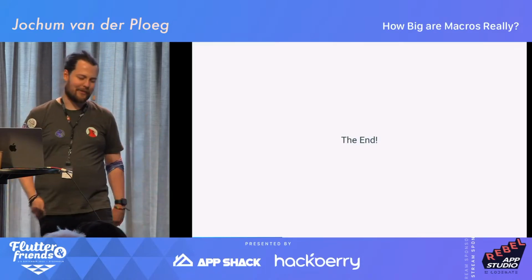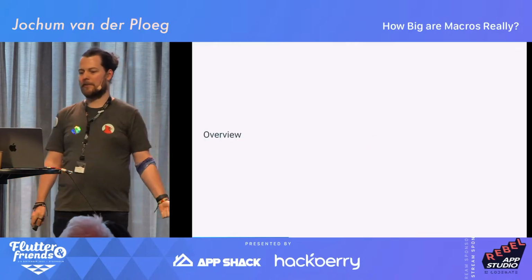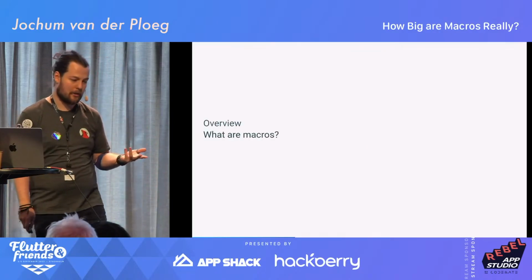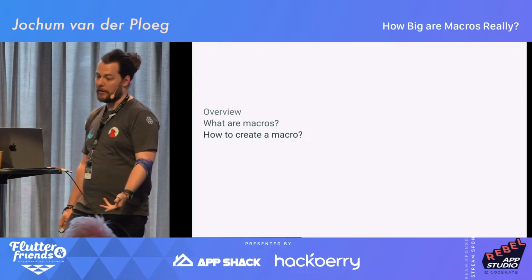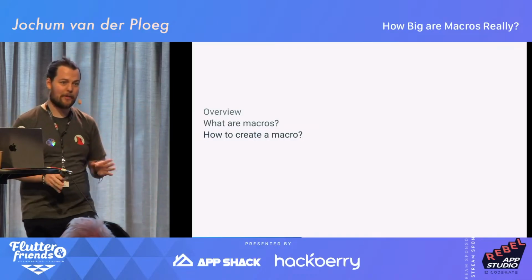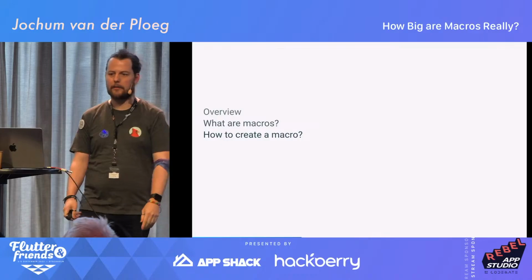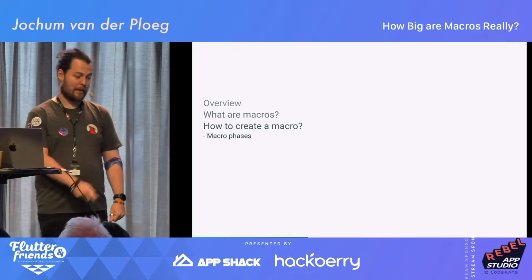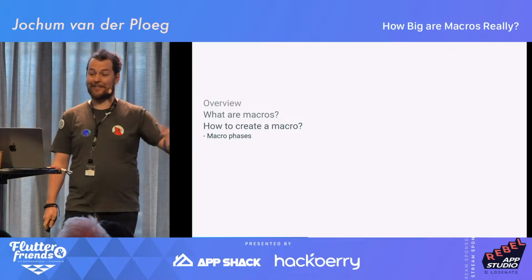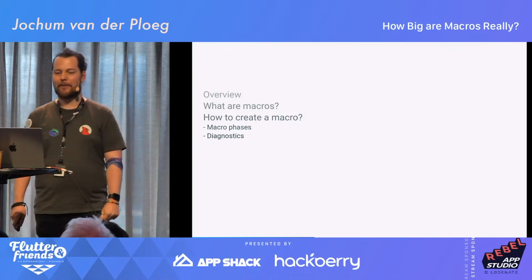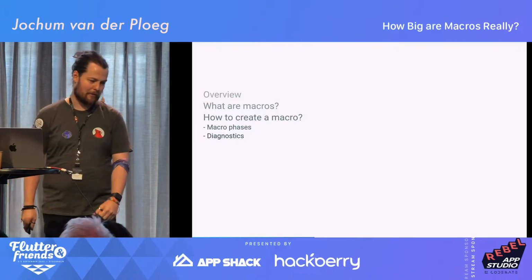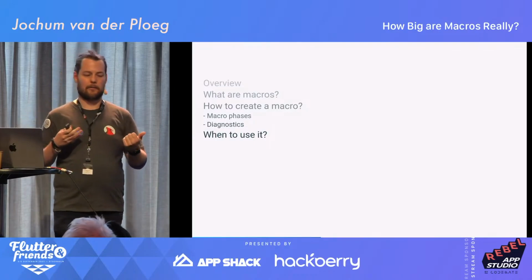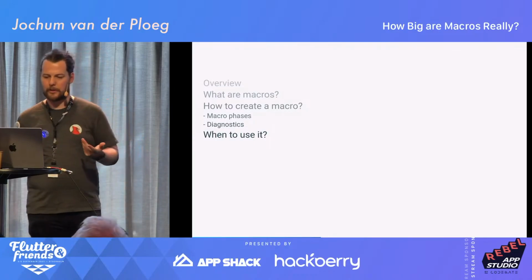Let's see what's in store for us. We're going to discuss the following things. We're going to look at what macros are. We're going to look at how we can create one. So there will be a tiny bit of code, for those who, well, pretty much everyone raised their hands, so yay, we have a little bit of code. And we're going to split that up into 2 phases. We're going to talk about the phases, and we're going to talk about the diagnostic capabilities of a macro. And after that, we're also going to look at when we could use a macro.